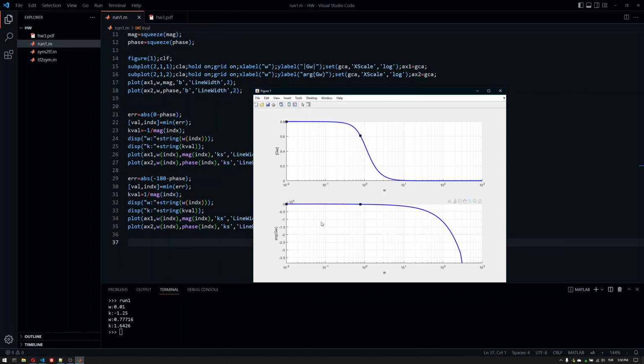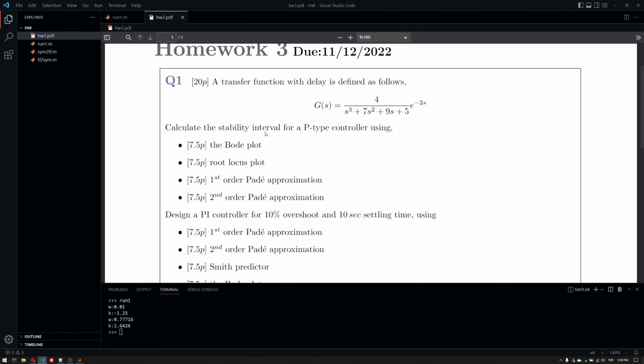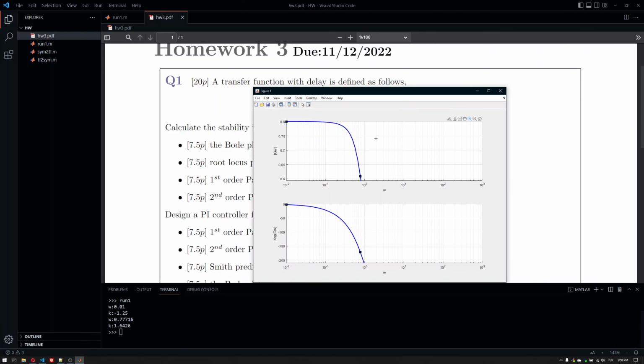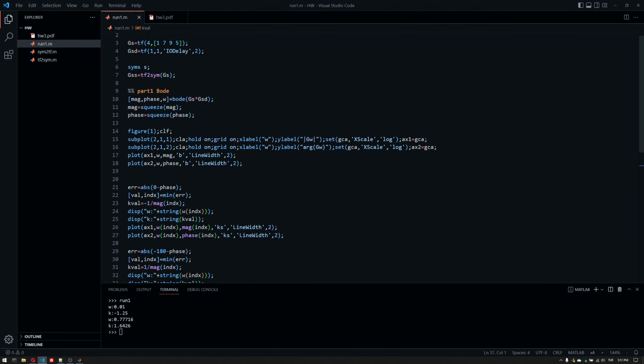So let me just readjust it back. And we see basically the values that we should pick here. So it's 0.8, take the inverse 1.25, and this should be also correct. Seems like it. Now, using the Bode plot, we can directly conclude the stability interval of this delayed system. So, what about root locus?